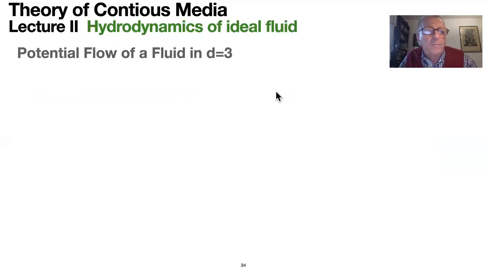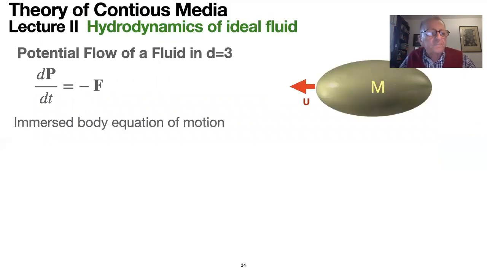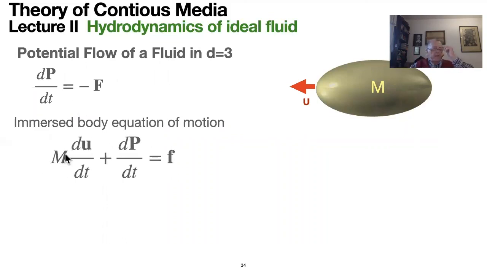So let's continue with the motion of our body. This is the change of momentum, and we have the immersed body. Let's now write the full equation of motion for that situation. If there is an external force acting in the fluid, which I now call little f, then the equation of motion, the Newton equation, has the following form. This is the change of momentum p plus the change of velocity of the body with respect to time times the mass of the body. So this is the full Newton equation for a body immersed in the liquid.